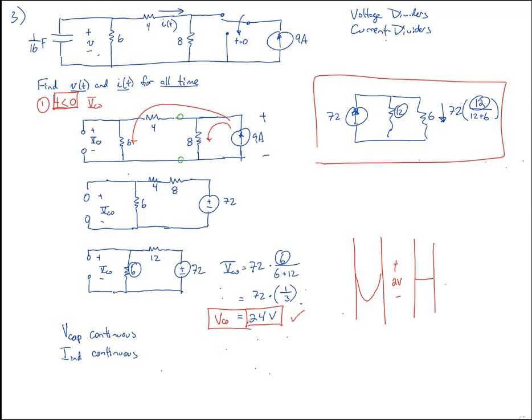So if you know what VC naught is for time less than 0, you know what the voltage across that capacitor is for time equals 0, even 0 plus. It's got to be the same as 24 volts. Hasn't changed. But I want to emphasize that the goal of the first step is to draw it for time less than 0 and to find VC naught, and that's it. Thumbs up. Okay.